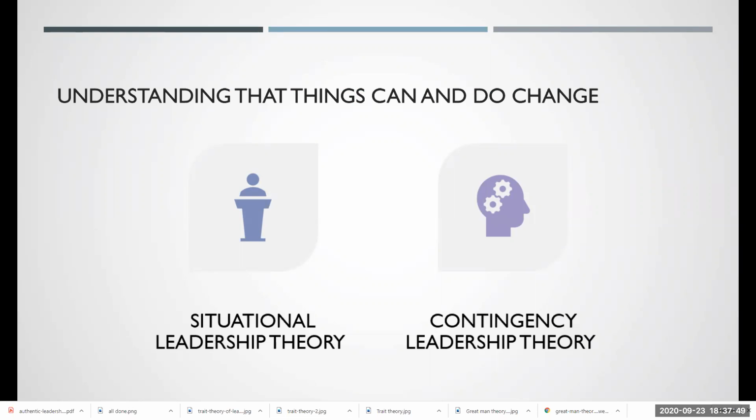Here we're going to look at situational leadership theory versus contingency leadership theory. And you're going to see how both of these are theories of leadership, but they do build off of the foundation of traits and behavioral leadership theories. So let's get started.